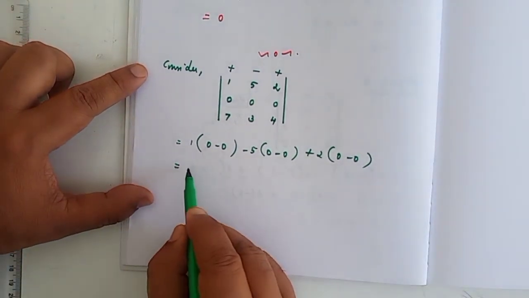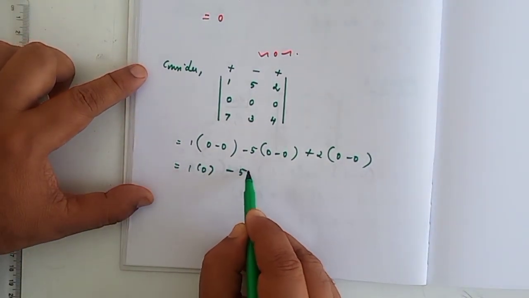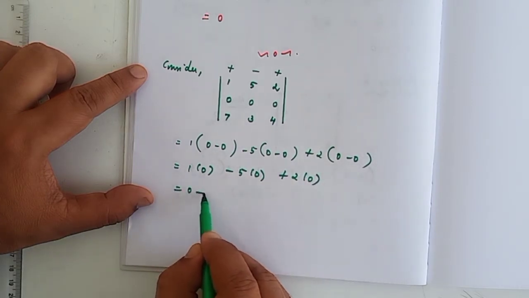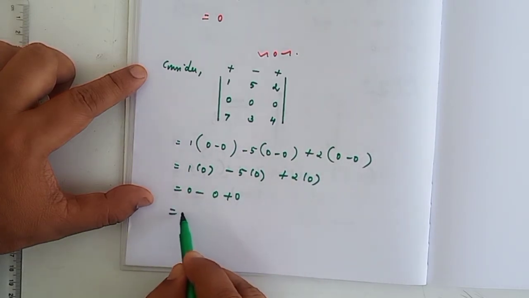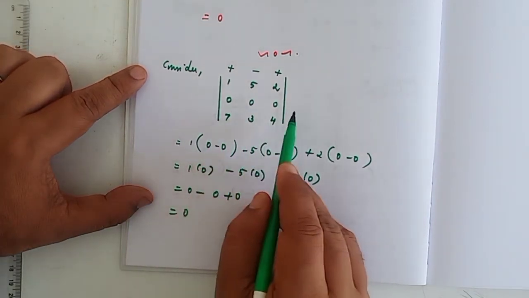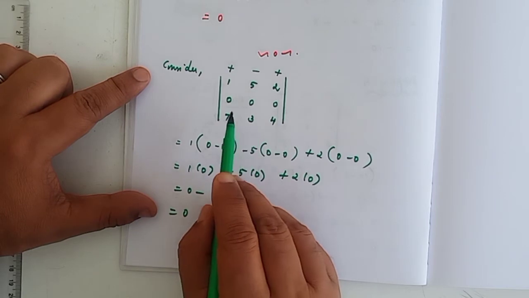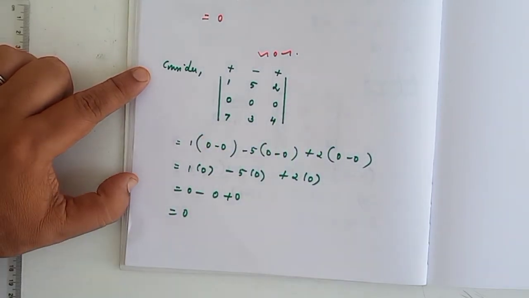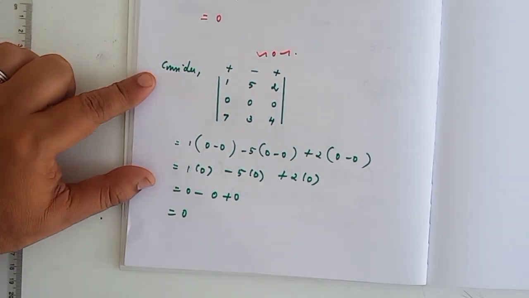That is equal to 1 into 0 minus 5 into 0 plus 2 into 0, that is equal to 0, 0, 0, that is equal to 0. So, if in any one of the rows or any one of the columns all the entries are 0, then the determinant value is 0. That is given in that note.